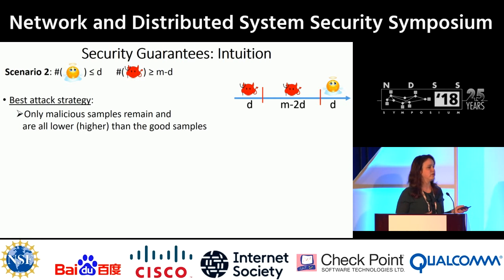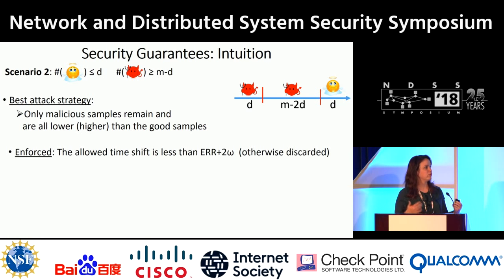However, according to our second condition, the average of the remaining set that we will later use in order to update the client's clock should be close to the client's clock. That means that even if the attacker can shift away the client's clock, the shift that he can do is bounded. Otherwise, we discard and resample again.